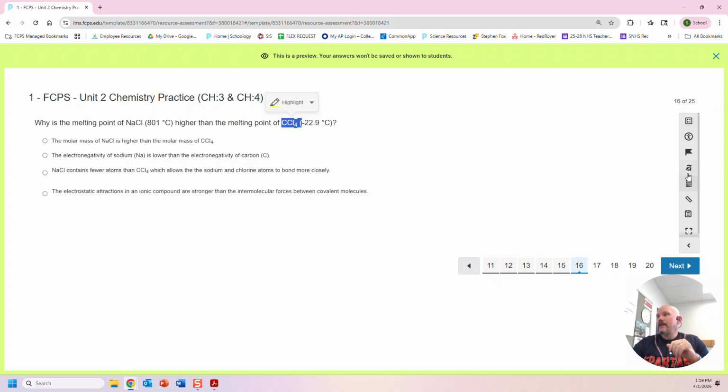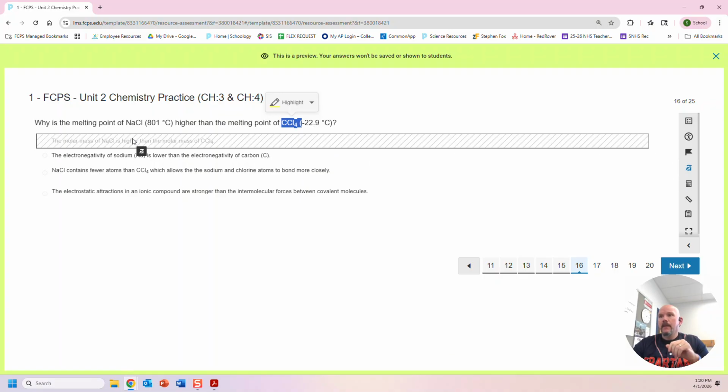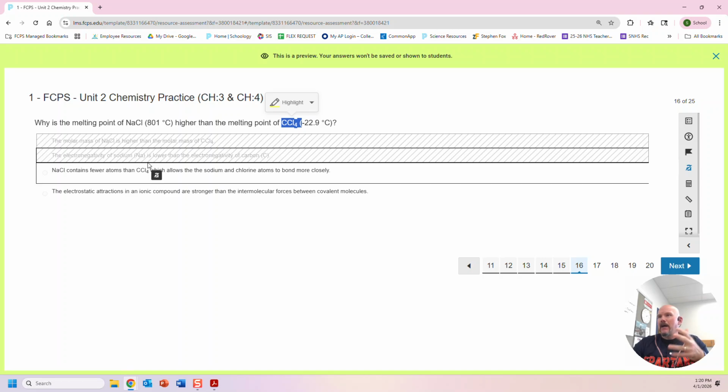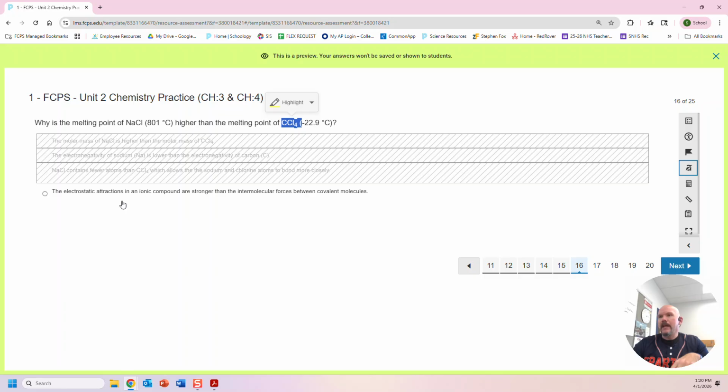So boiling point has nothing to do with mass, okay? It sometimes could have something to do with electronegativity difference, but that's if you're comparing polar molecules to other polar molecules and how intense their dipole-dipole interactions are. So it's not about that. It's not about number of atoms. Okay. So process of elimination.